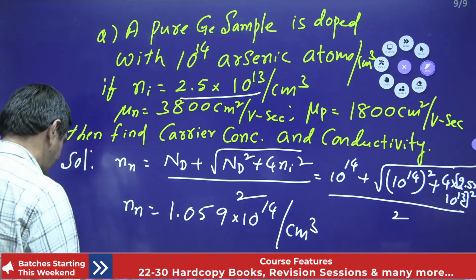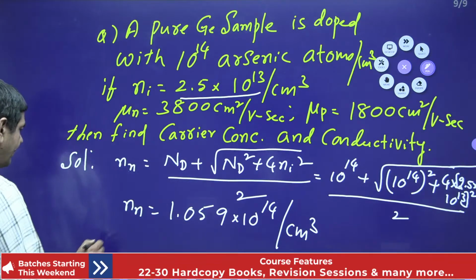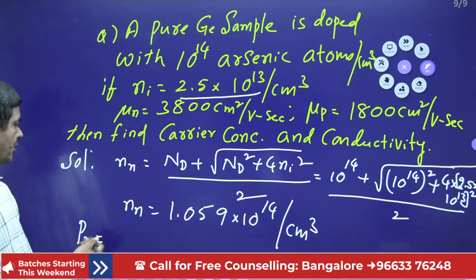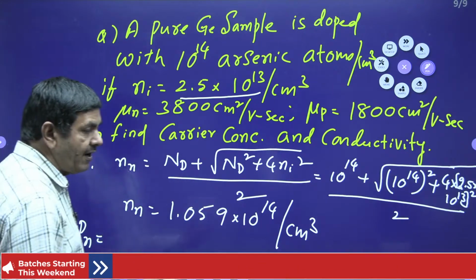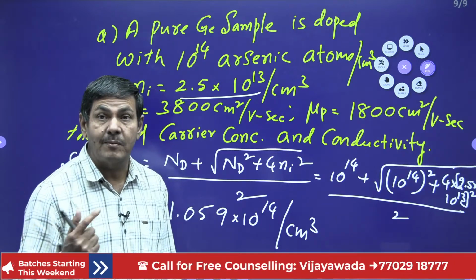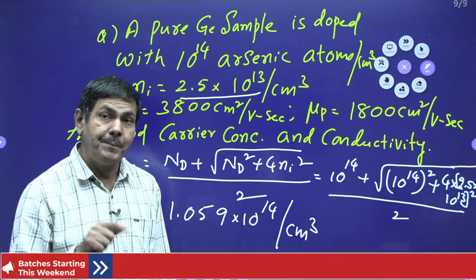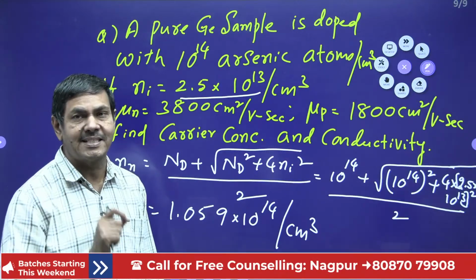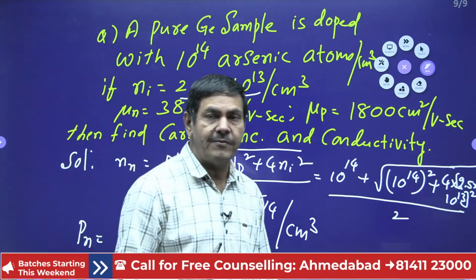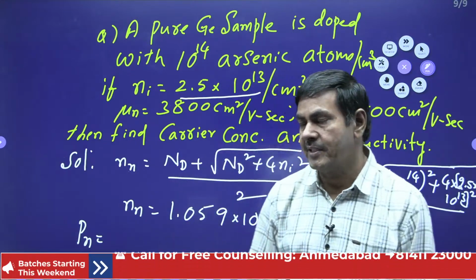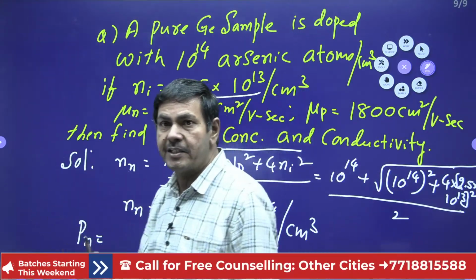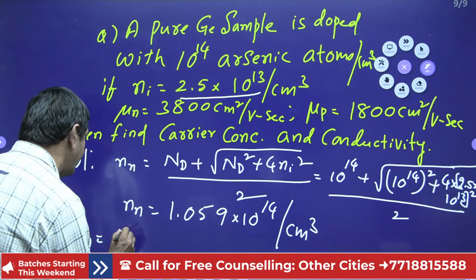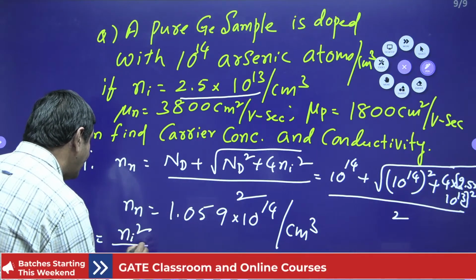Pn can be calculated by, if Nd is far more greater than Ni, Pn can be calculated by Ni square by Nd. If Nd is not far more greater than Ni, in that case you must apply Pn equal to Ni square by Nn only.